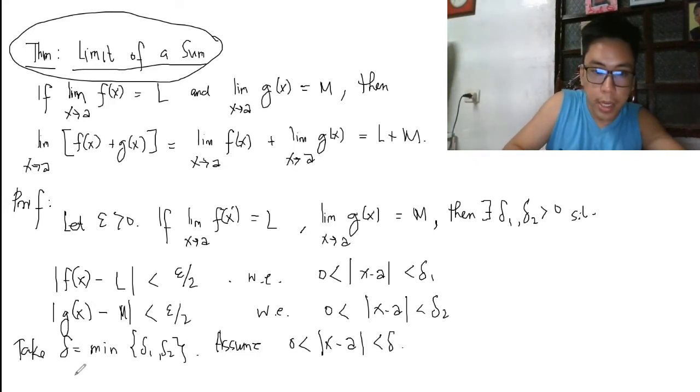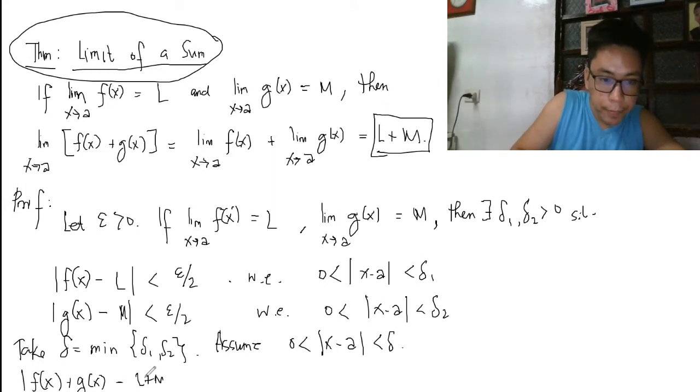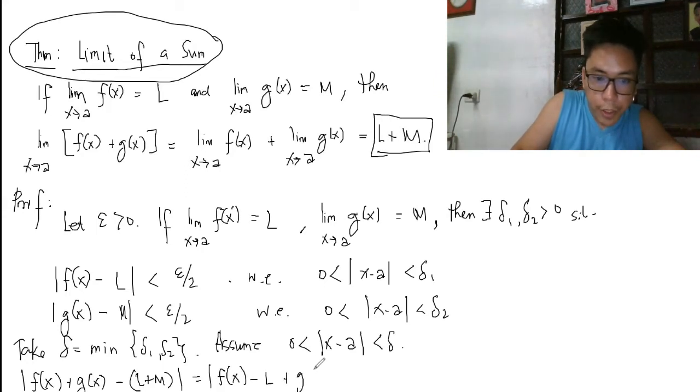So then what happened? Take note that the absolute value of f of x plus g of x minus their limits, the sum of the limits here, because this is the one we're going to prove, so minus L plus M. This is basically the same as the absolute value of f of x minus L plus g of x minus M.